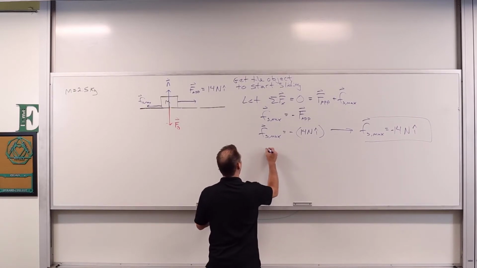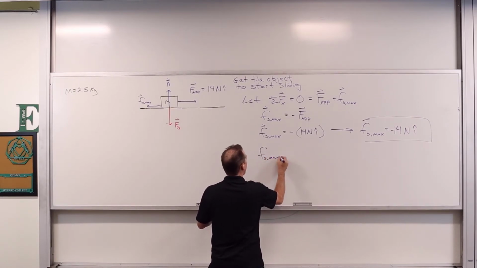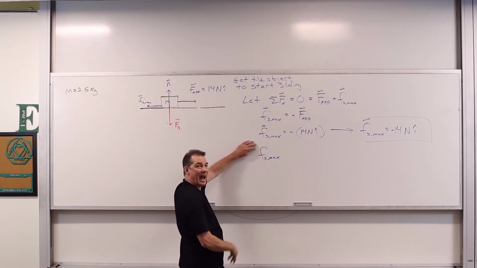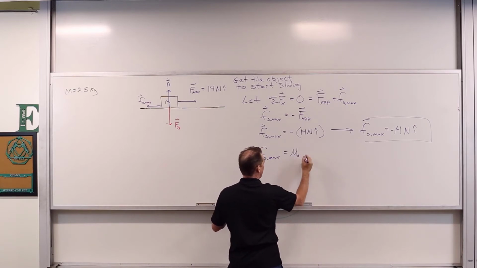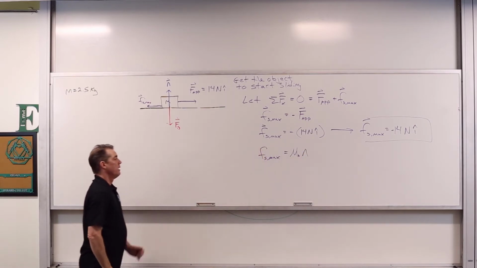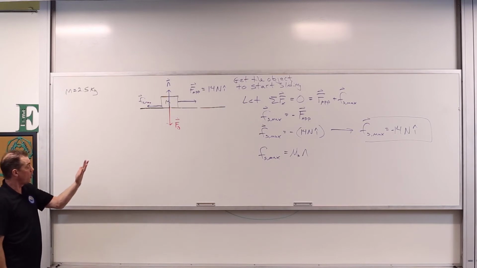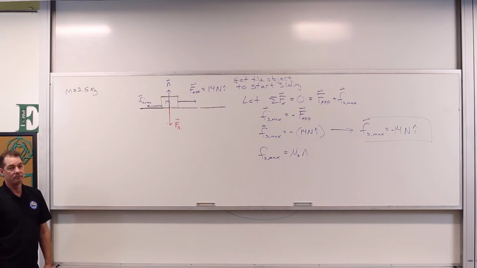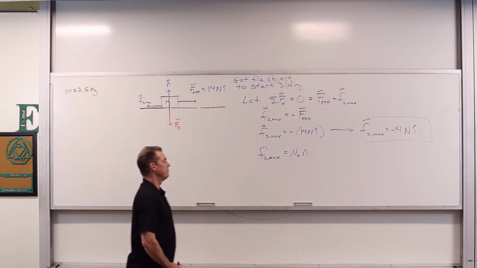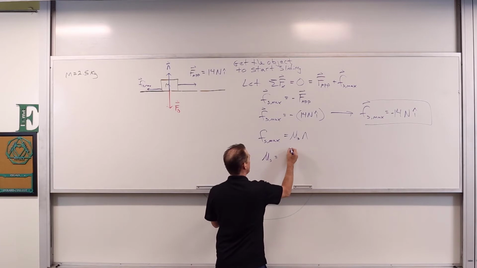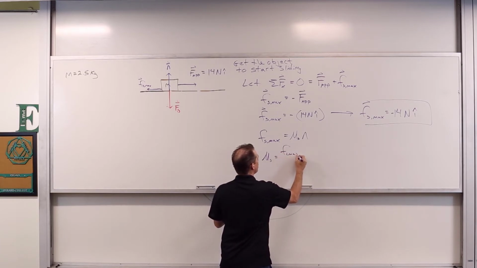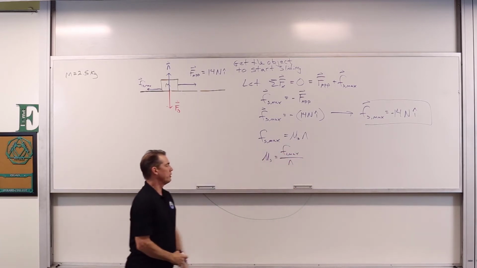We know that the magnitude of the maximum force of static friction, basically just drop the hat, and that means magnitude now, is equal to mu s, the coefficient of static friction, times n. So if we want to solve for the coefficient of static friction, all we need to know is the maximum force and the normal force in terms of magnitudes. That's it. So we solve for mu sub s, which is f sub s max divided by n, both magnitudes.